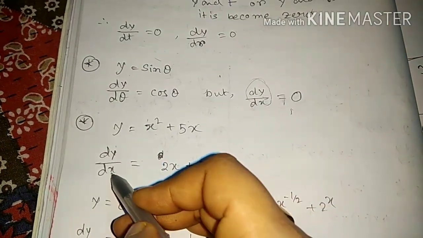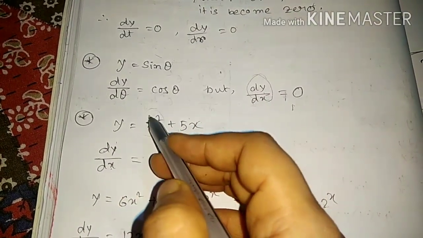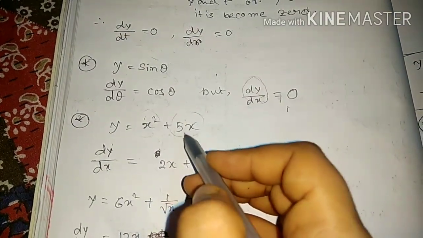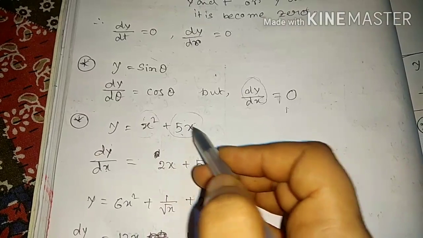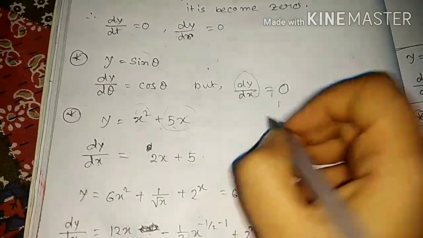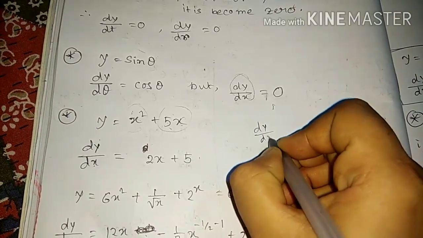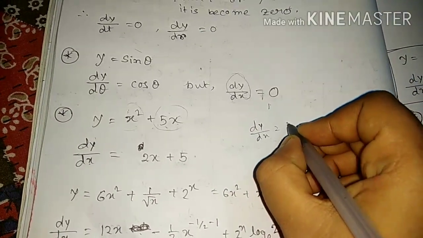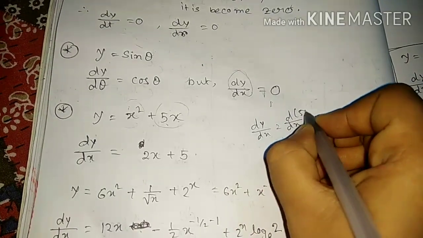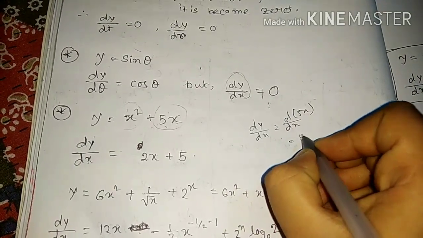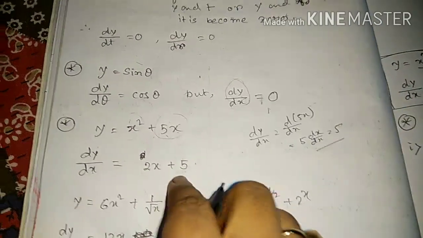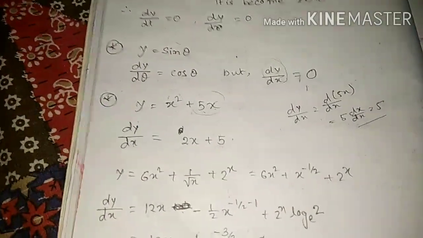That means dy by dx equals, first you differentiate this one. What is the differentiation of x square? 2x, plus then differentiate 5x. So what is the value of the differentiation of 5x? Only 5, because dy by dx is d by dx of 5x. 5 is a numerical value, so dx by dx is only 1, and the answer is only 5.